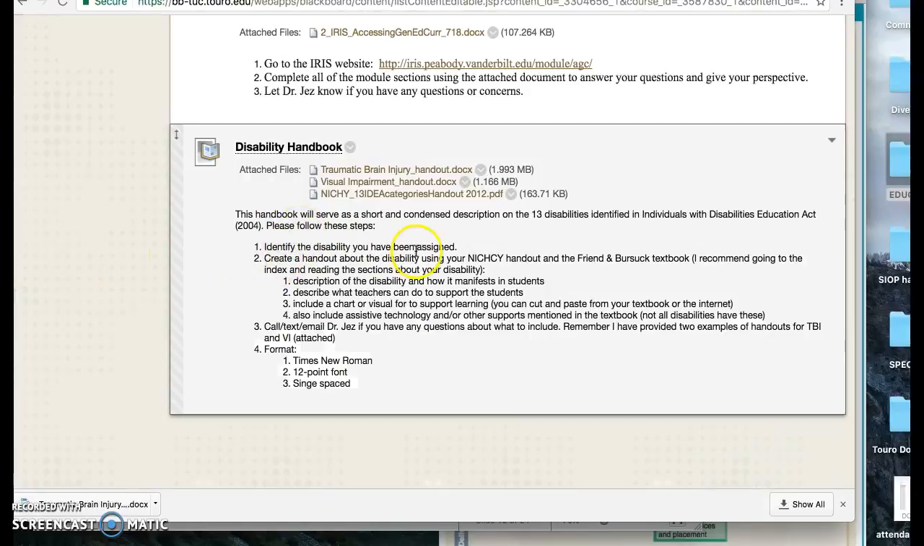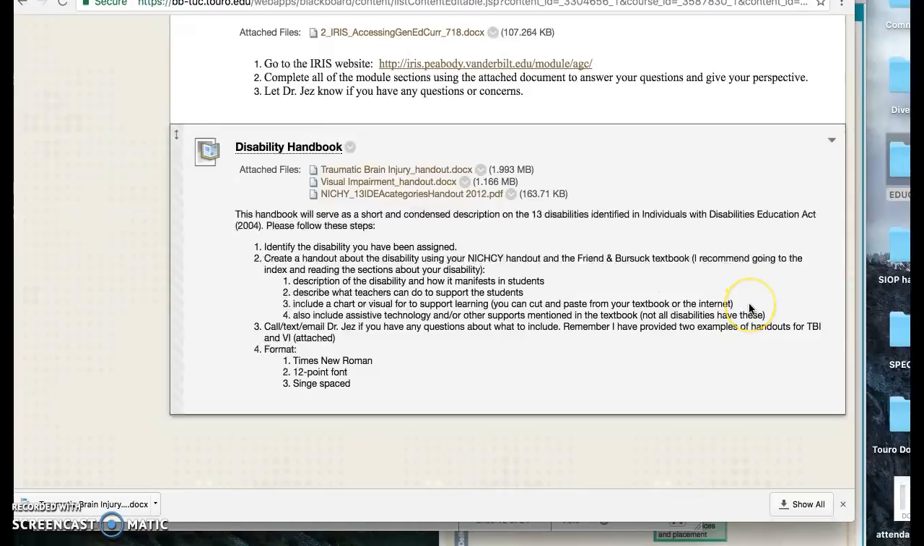You're going to use the NICHCY handout to give you a basic idea, and then the Friend and Bursuck textbook. I recommend going to the index and reading the sections about your disability. Then you're going to describe your disability and how it manifests in students, and describe what teachers can do to support students with this disability. I'd like you to include some sort of chart or visual for supporting your students, and you can cut and paste it, and you can take it off the internet too if you don't find a good one in the book. You can even just Google supports around that.